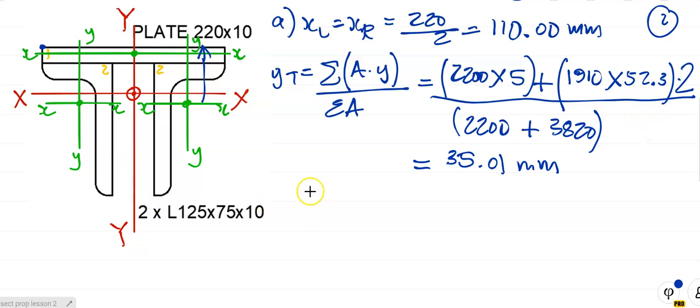Okay. And how do we find y bottom? Y bottom is equal to the full depth of the section minus the one we just found. What's the full depth? The full depth is the distance from there all the way up to there. It's 125 plus 10, which is 135. Take that away from 135. So 135 minus 35.01 is equal to, I get 99 point, almost 100. If you wrote 100, it wouldn't be wrong. But let's make it 2 places.